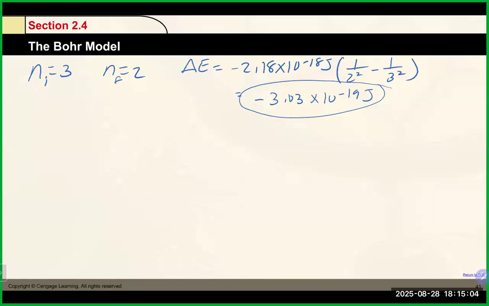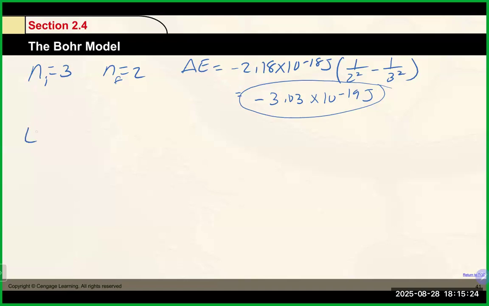Obviously, if we were doing the opposite transition here, maybe starting at 2 and ending at 3, we would get the same value for the energy, except it would be a positive number, right? So it'd be the same amount. It doesn't matter which way you're going for the electron, up or down. It's going to take the same amount of energy to do that transition either way.